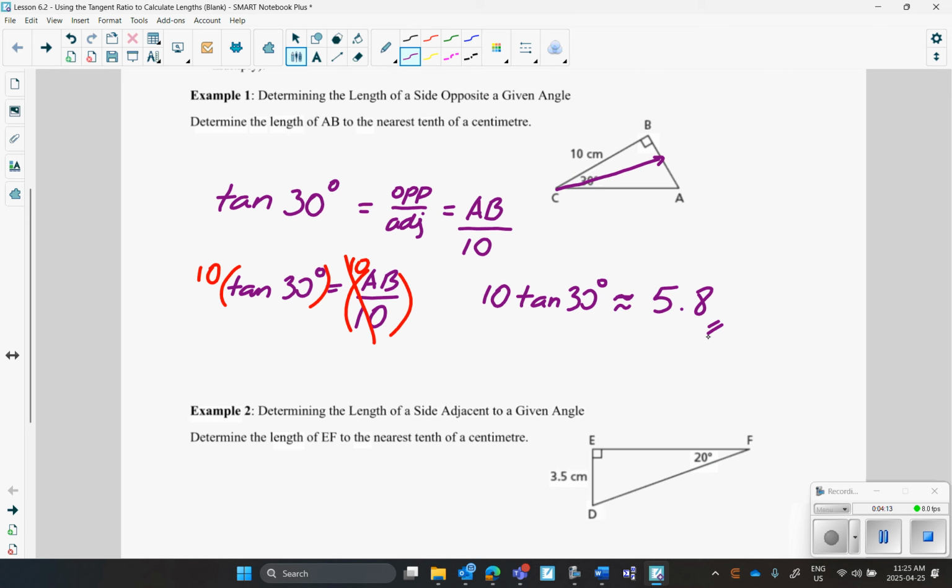What about centimeters? No. Oh, it says centimeters. Sorry. Yes, we do. If there are no units, don't put any. If there are, put them in. My mistake.